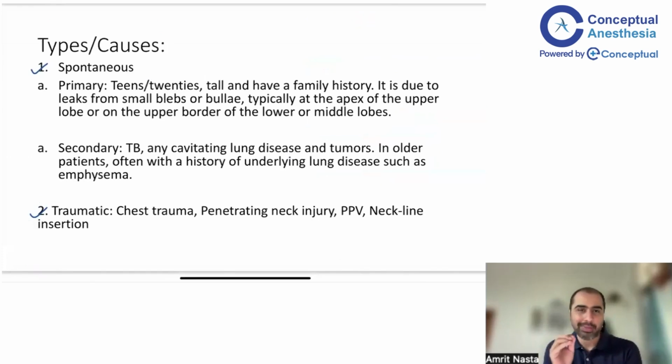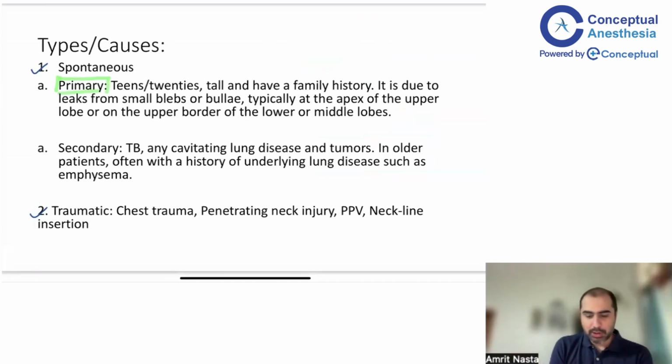Now, how will air from the lung go into the pleural space? Two reasons, or two pathophysiologies. One is called primary. Primary means it is happening without any lung disease. It is typically seen in youngsters, and in people who have Marfan syndrome.